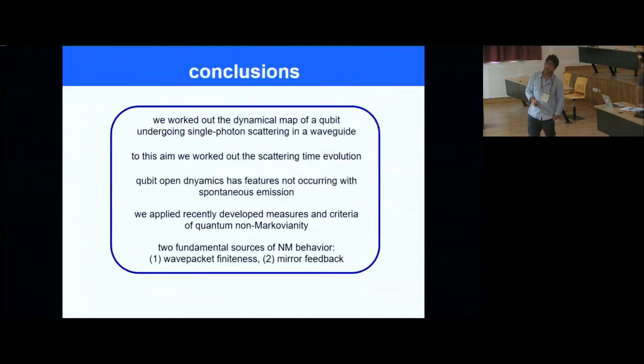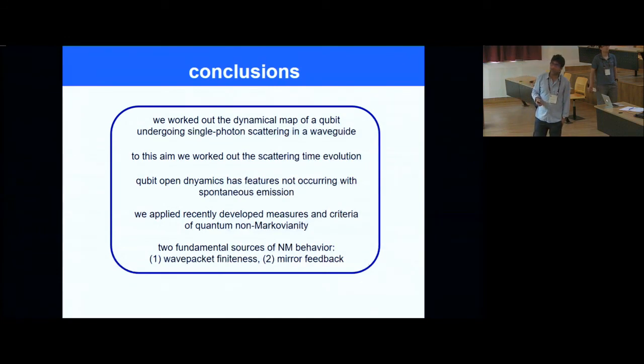Okay, conclusions. So in this work we worked out the dynamical map of a qubit undergoing single photon scattering in a waveguide. To this aim, we had to work out the scattering time evolution, since this is required in order to apply tools of open quantum system theory related to non-Markovianity measures. The qubit open dynamics, regardless of any considerations about non-Markovianity, exhibits features that cannot occur with spontaneous emission. So the scattering dynamical map is qualitatively different from the spontaneous emission map when the wave packet width is significant.